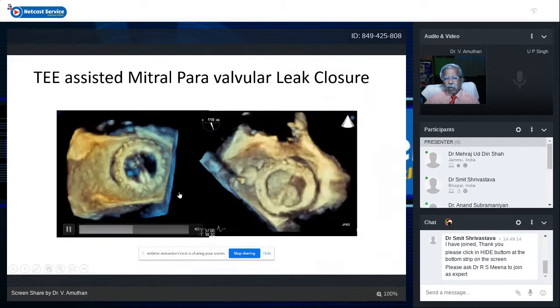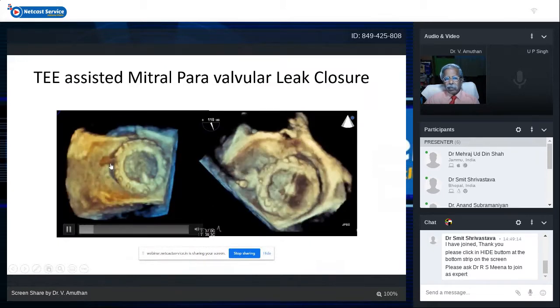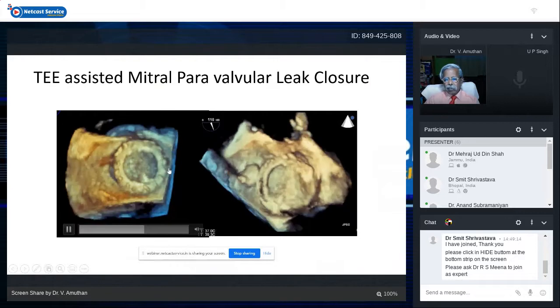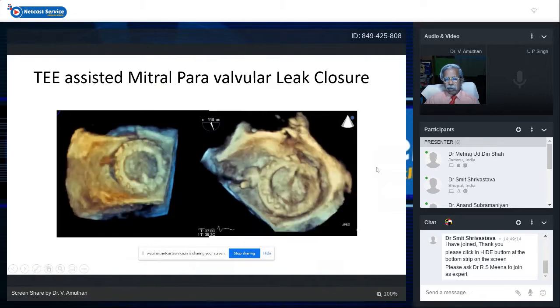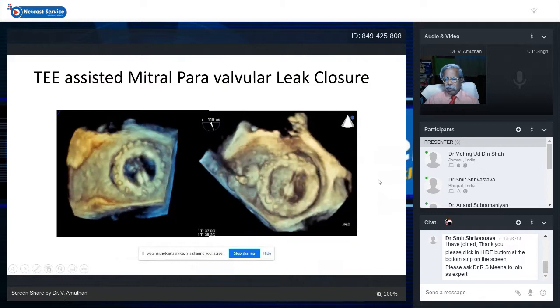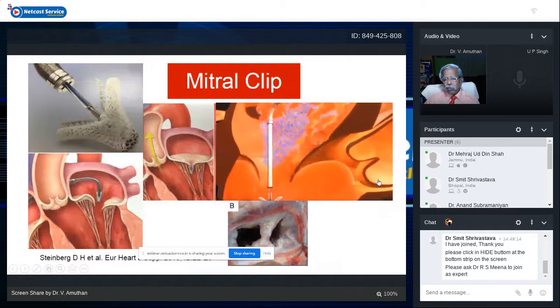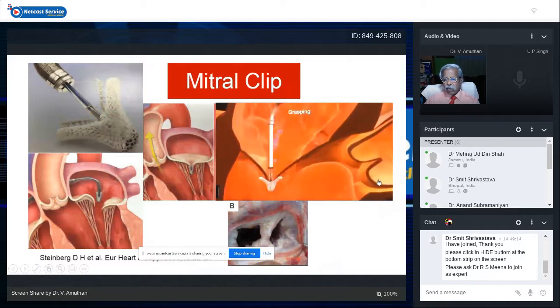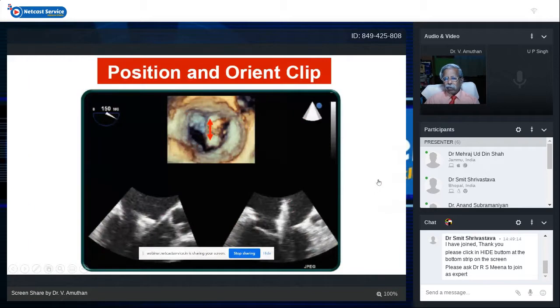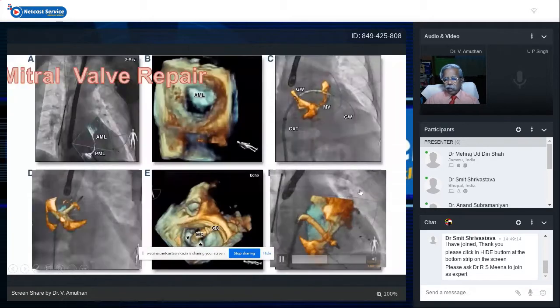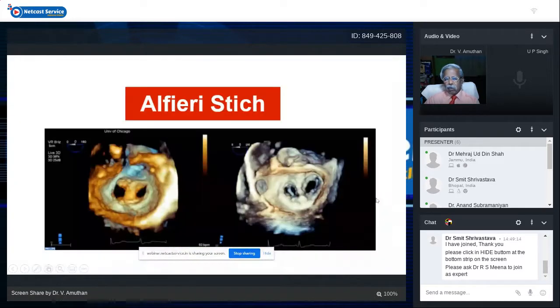And paravalvular leak, you can see here the paravalvular leak, which can be closed by intervention using the 3D procedures. And this is the mitral clip procedure, which can be done for secondary MR, which I was telling. The position and orientation of the clip can be controlled, and you can see here in real life. And this is the fusion imaging, where you can see the clip can be applied over that and controlled, and the alpha switch is placed.